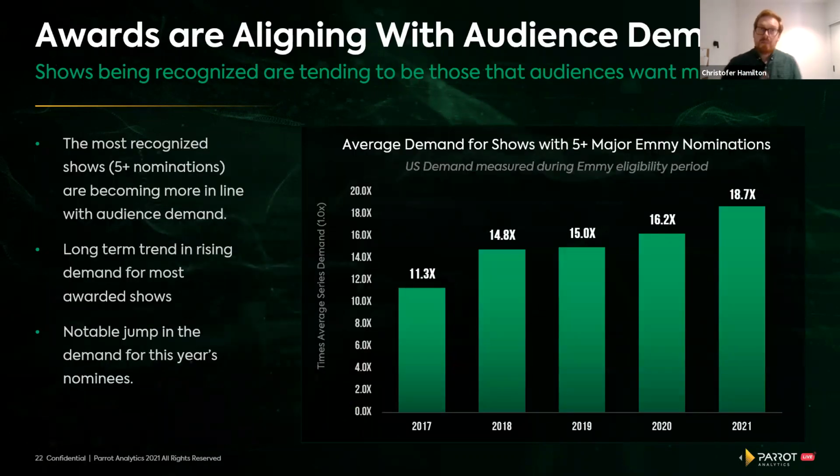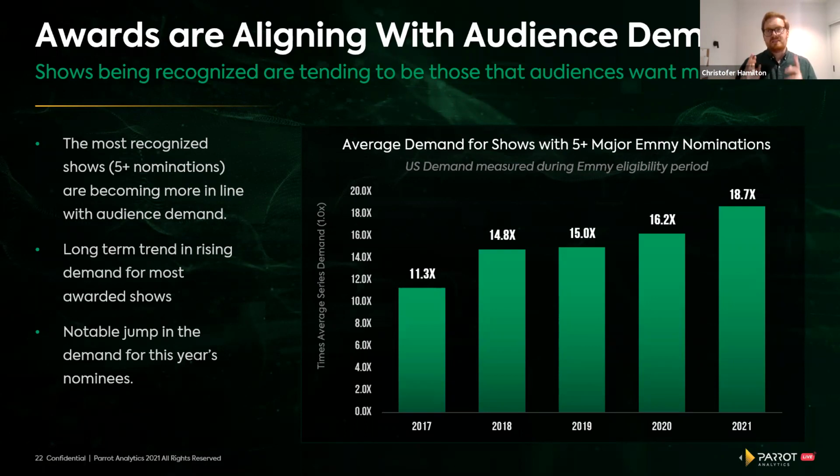And this next chart may be a bit off topic, but it was one of my favorite insights from the past quarter, so I want to share it. So what are we looking at here? This chart shows the average demand for shows that received 5 or more major Emmy nominations over the past 5 years. And we see a pretty consistent trend in growing demand for shows that are getting Emmy nominations. In particular, there's been a big jump in demand this year.